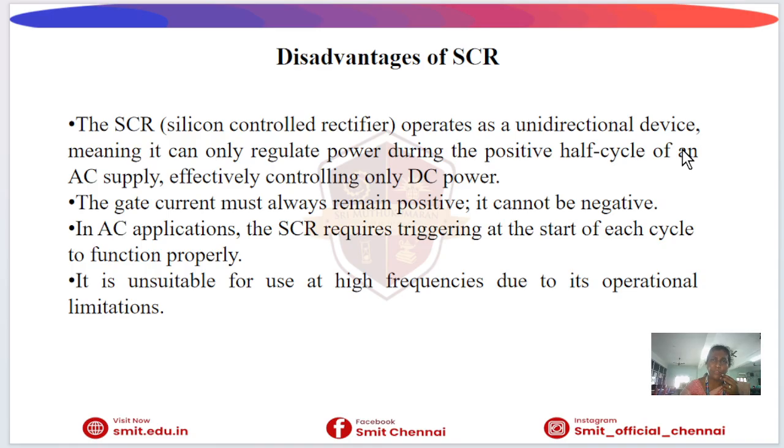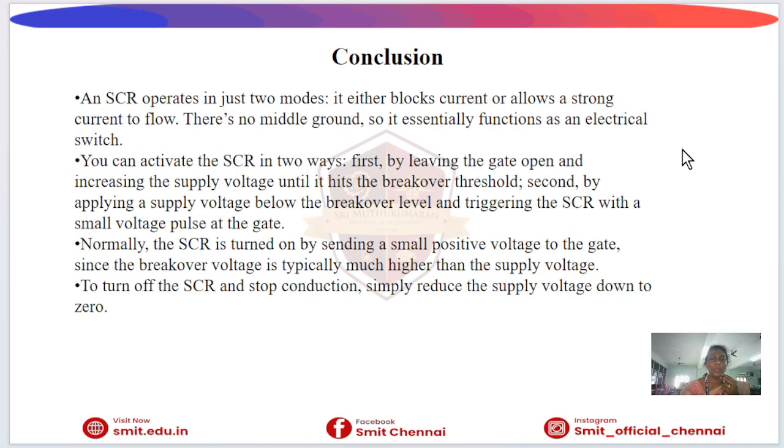To summarize this topic, the SCR is a four-layer PNPN device with three terminals: anode, cathode, and gate. It operates in how many modes? Three modes: forward blocking, forward conduction, and reverse blocking. The gate pulse is commonly used for triggering. Once on, the SCR remains on even if the gate signal is removed. It is widely used in rectifiers, inverters, battery chargers, and power control circuits. So the SCR acts mainly as an electronic switch. These are the main things about the SCR.